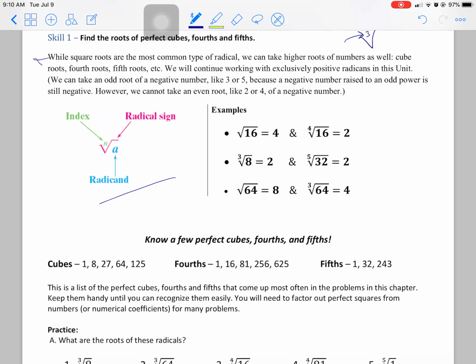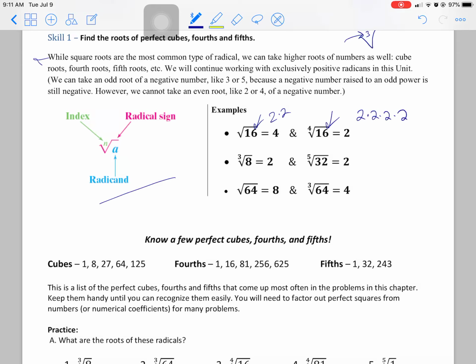So the square root of 16 is 4. Turns out that 16 is not only a perfect square, it's also a perfect fourth. Okay, so as you're working the problem, you need to pay attention to the index. The square root of 16 is 4, but the fourth root of 16 is 2. Fourth root, right? Square root.